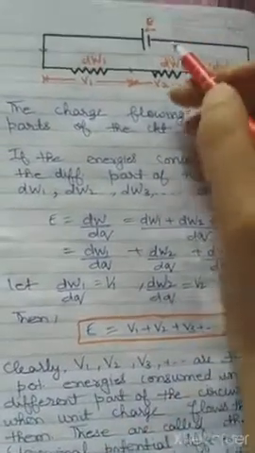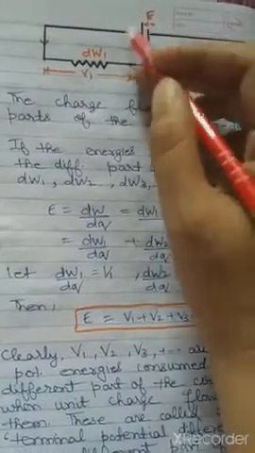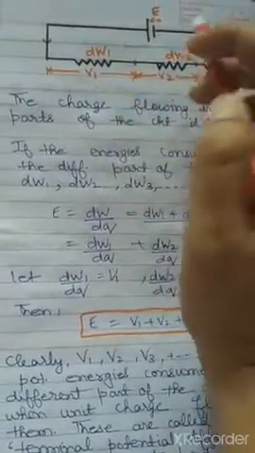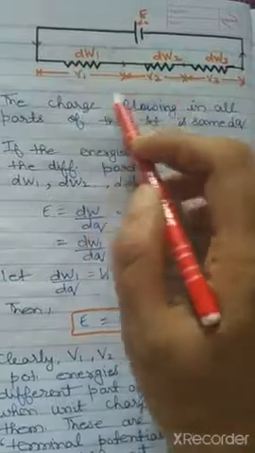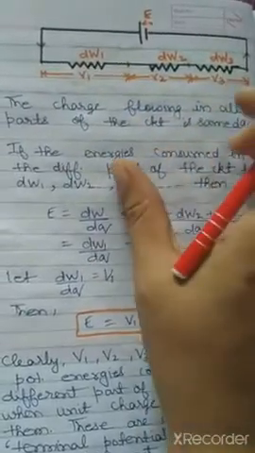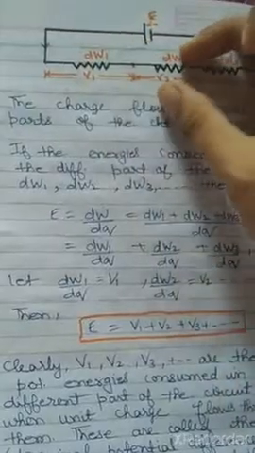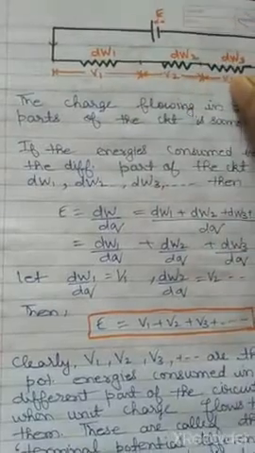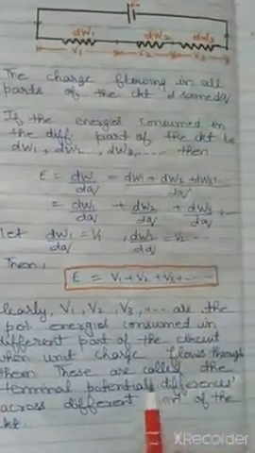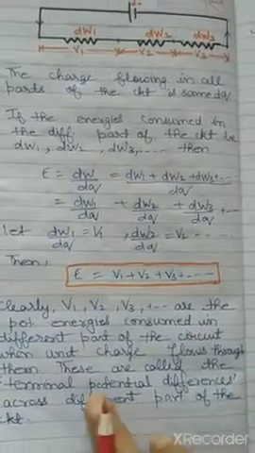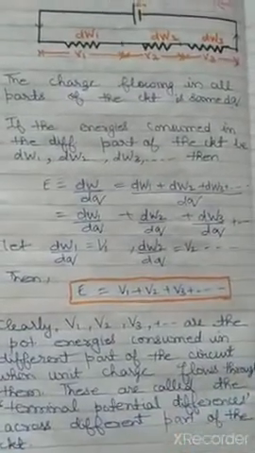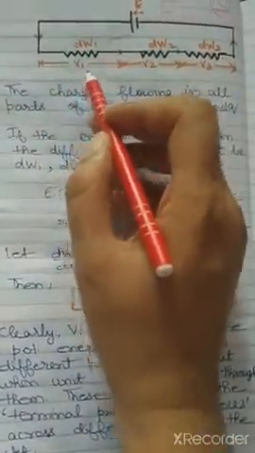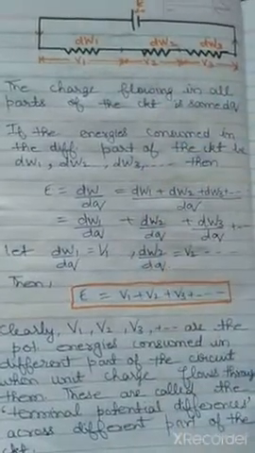Is it clear? So from here this cell will give the charge dQ the electrical energy, and that energy it will provide to all these three resistors, external load, due to which a part of the energy is consumed here, a part of the energy is consumed here, a part of the energy is consumed here, and these potential energies will be your what? Terminal potential difference across the different parts of the circuit. We define potential difference across the two terminals, so that is why across this terminal we have V1, across this we have V2, across this we have V3.